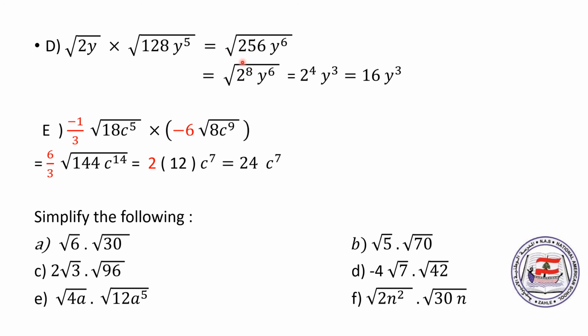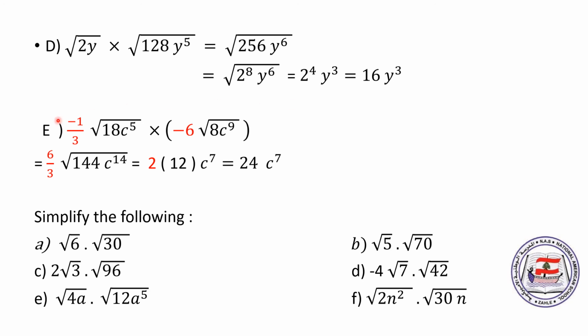the answer will be in the form square root of 2 to the power 8 y to the power of 6. Since both bases are with even powers, we can reduce the square root, and the answer is 2 to the power 4 y to the power of 3. Finally, we get 16 y to the power of 3.